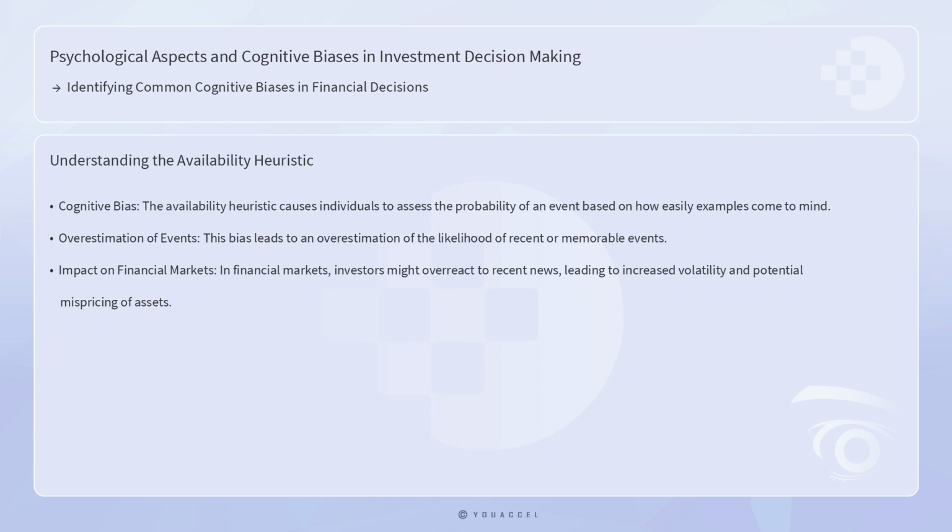In financial markets, this might mean that investors overreact to recent news or market events, leading to increased volatility and potential mispricing of assets. For instance, a recent market crash might lead investors to overestimate the likelihood of another crash occurring soon, prompting overly conservative investment strategies.